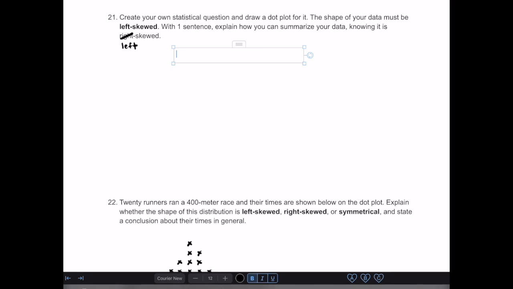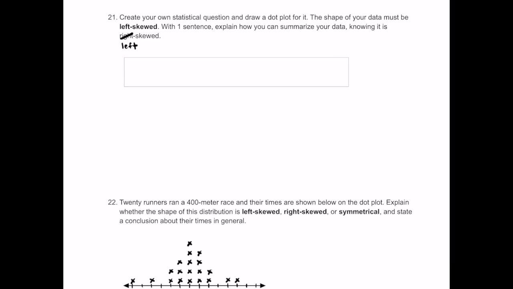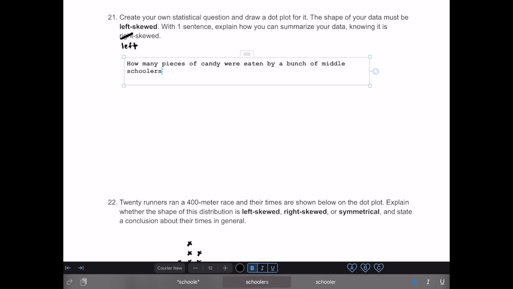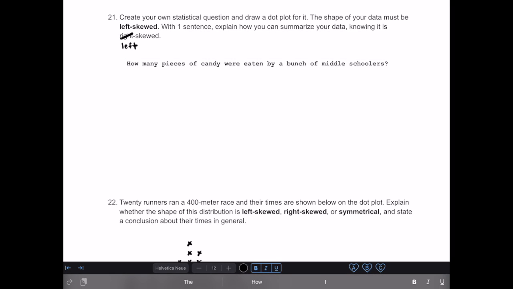So let's create a statistical question where maybe we would expect the data to be on the right. So how many pieces of candy were eaten by a bunch of middle schoolers? Right? That would be a statistical question, asking a bunch of middle schoolers, right? And so not only that, we can say with one sentence. Okay, so I'm not going to draw it, but most of the data would be to the right. But so what can we say for maybe a conclusion or a summary?